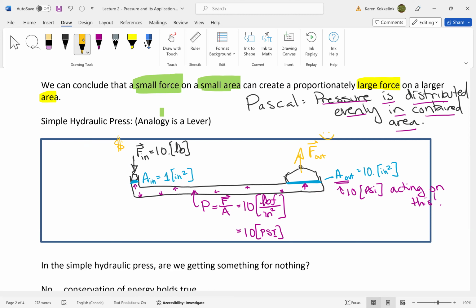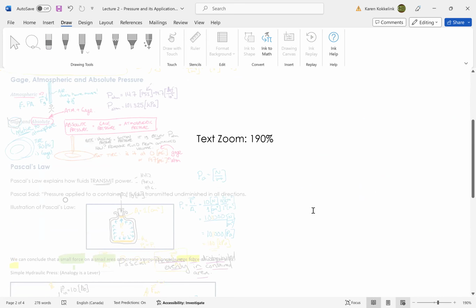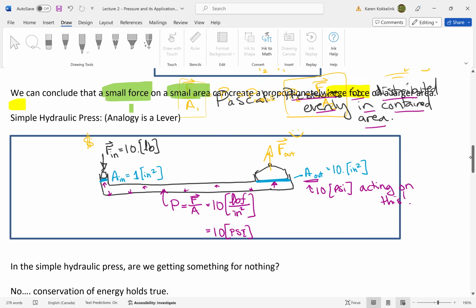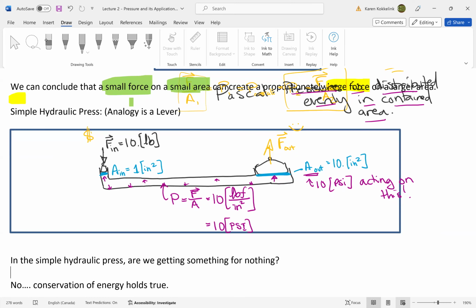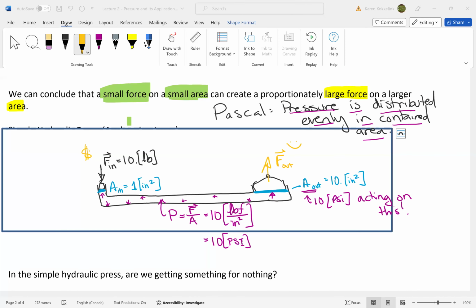So the relationship is true that force one over area one is equal to pressure one, which is just the pressure throughout, which is equal to pressure two, which is equal to force at the second piston over the area of the second piston.